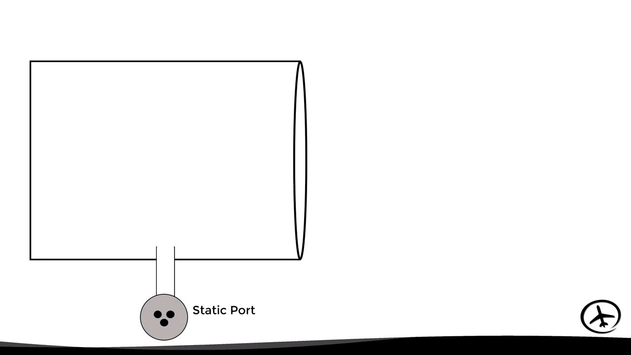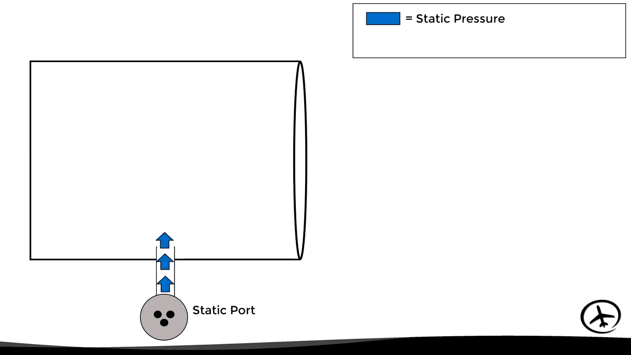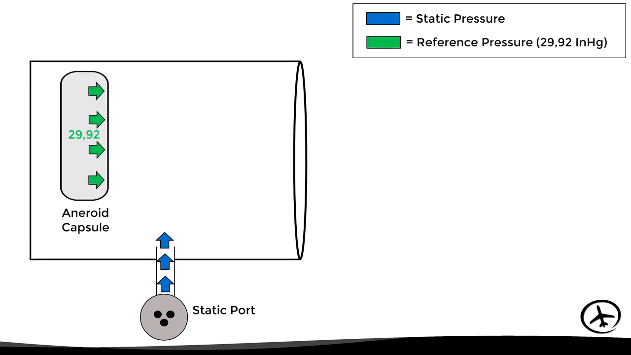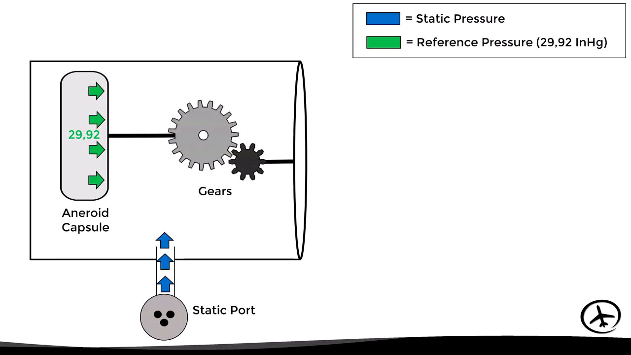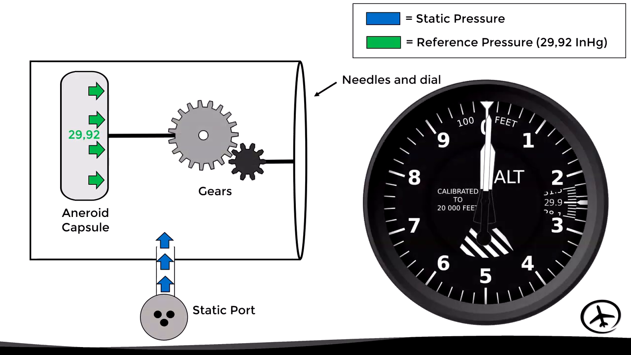As we know, the instrument is connected to the static port, which fills the instrument case with static pressure. Now, inside the instrument there's an aneroid capsule, which is sealed with a constant pressure inside of 29.92 inches of mercury, which as we previously mentioned, is the standard reference pressure. This capsule is connected to gears that move the needles on the instrument dial.